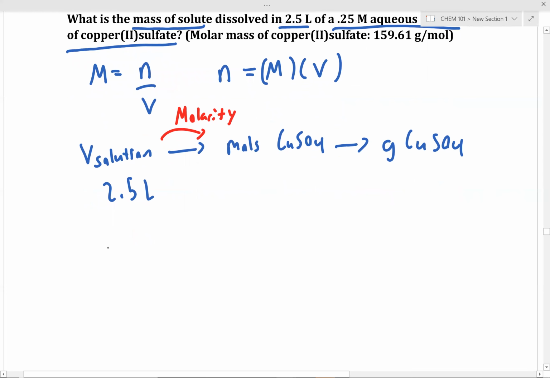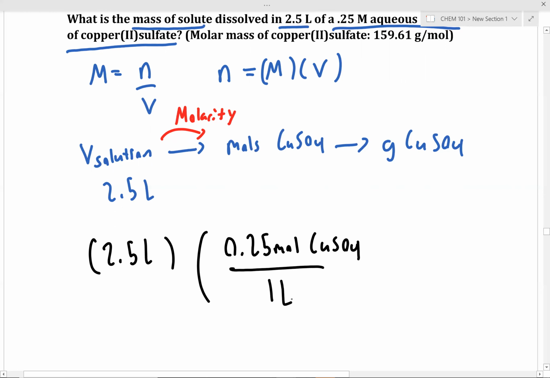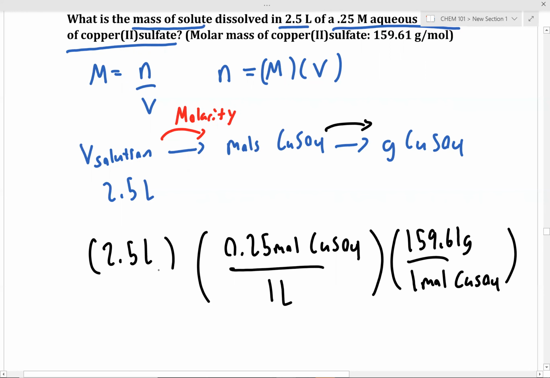So for this, we're starting off with 2.5 liters of solution. Since we're going from volume of solution to moles, what units need to be on top? Moles. So we have 0.25 moles of copper sulfate per 1 liter of solution. And then finally, if we're going from moles to grams, what units need to be on top? Grams. And have I already given you the molar mass? Yes. I wouldn't expect that on an exam, however. Okay, liters cancel, moles cancel, and we're left with grams of copper sulfate.